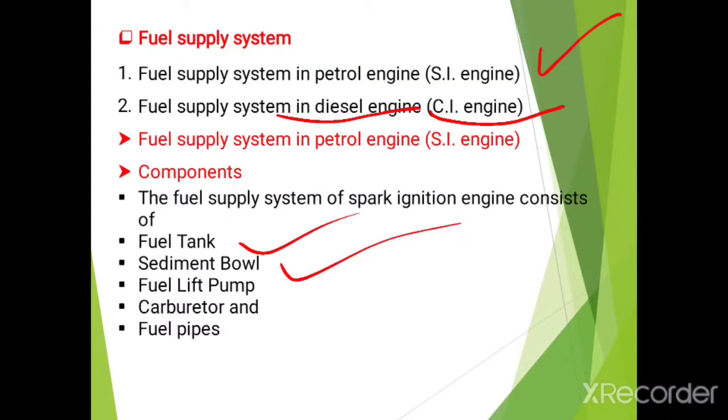The fuel tank is used for storing the fuel, then the sediment bowl for the removal of dirt particles from the fuel, then the fuel lift pump for lifting the fuel towards the carburetor, then the carburetor is used to prepare the mixture of air plus fuel, and fuel pipes to transfer the fuel.